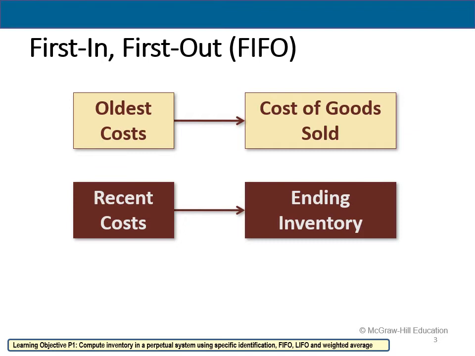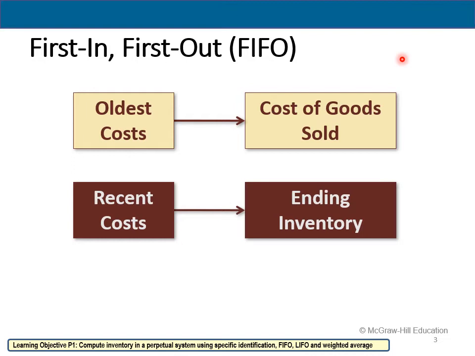For instance, specific identification is useful for cars. If you're at a dealership, there may be several cars that look similar, but they may have different features and they're going to have different costs. So specific identification is a cost flow accounting method. First in, first out, or FIFO, is an inventory costing assumption.